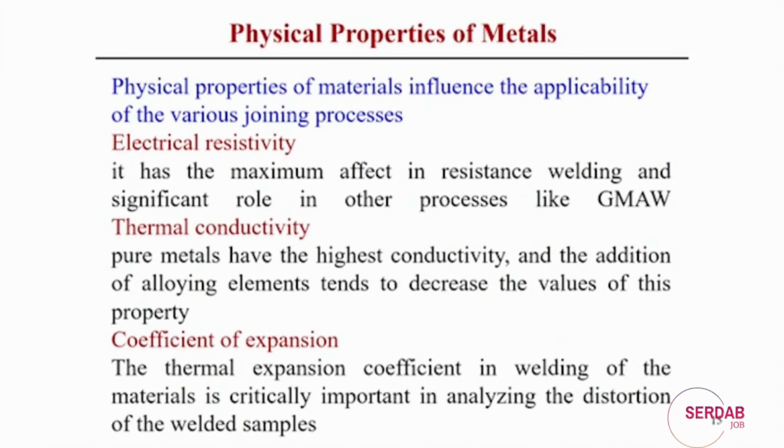For example, some materials have very high thermal conductivity, for example, copper. So, sometimes it is very difficult to weld, in the sense that on application of the heat, it is immediately conducted away, the amount of the generated heat. So, the concentration of the heat is probably less in this case to melt the material. So, it is a very significant parameter that decides the applicability of the different welding processes.